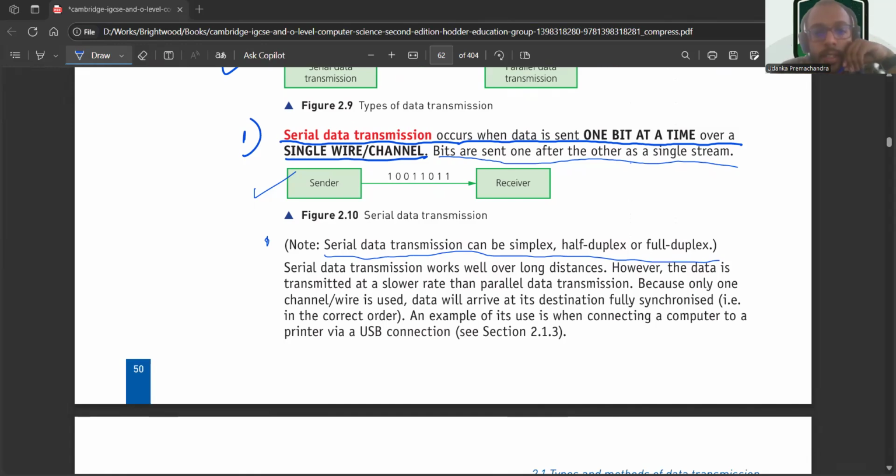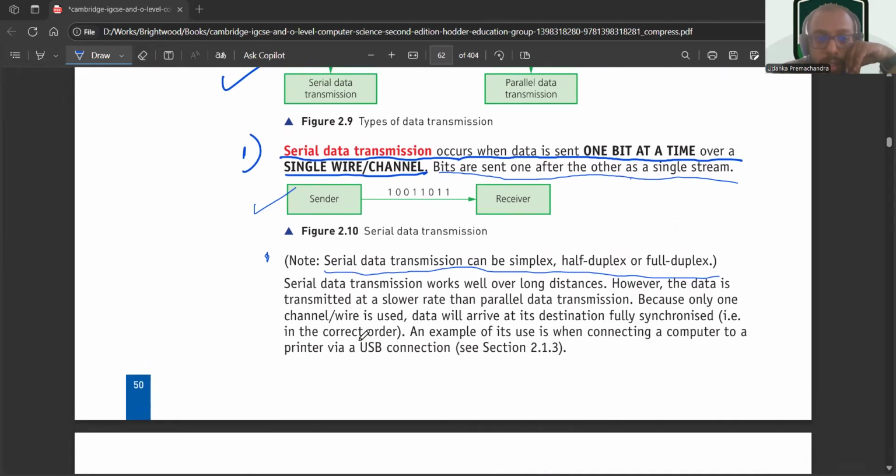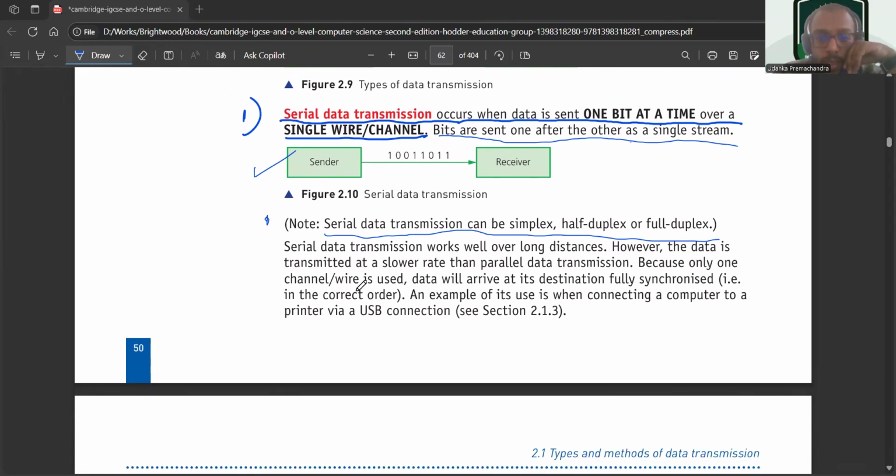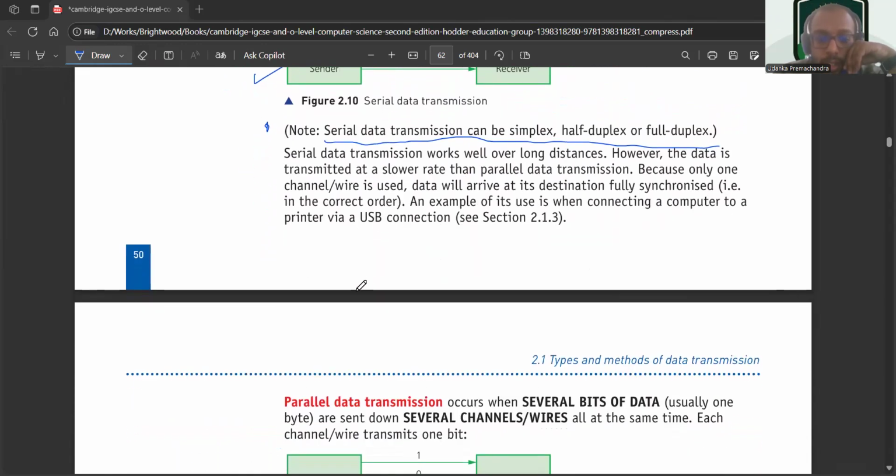Okay, like that. They are having serial data transmission. It can be simplex, half duplex, or fully duplex. The important thing is that only one bit can be sent at one time. Okay, no more. That's important about serial data transmission.